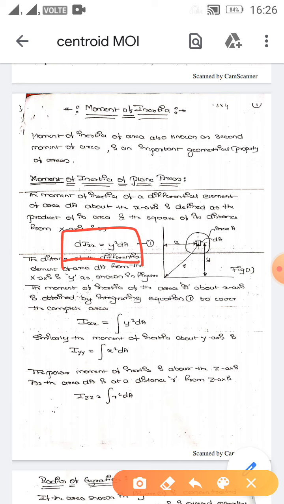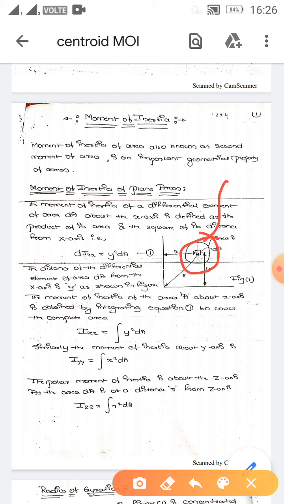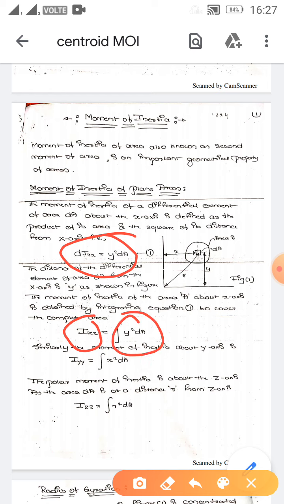Now if I want to calculate the moment of inertia of the entire segment, which is given as the complete area A, as it is a very small segment dA, I want to calculate for the entire area A. If I want to go from a smaller part to a higher part, we need to integrate. So I integrate this equation on either side. Instead of dIxx, the small element, it becomes Ixx, and on the right side, we take the integration of y square into dA.